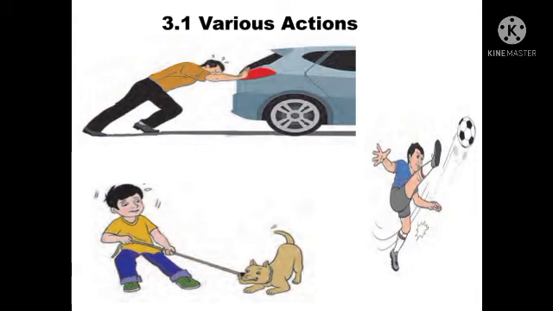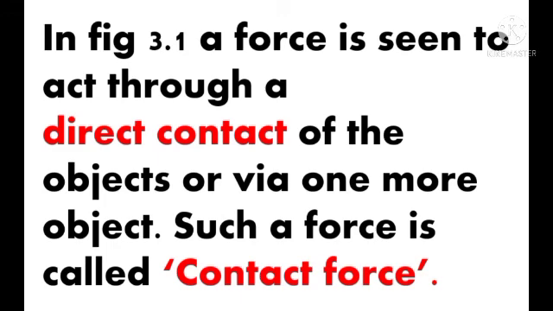So, the force is acting between two bodies. The interaction is between two bodies, that is, the man and the car. In the second one, the interaction is between the boy and the dog. And in the third one, the two bodies on which the force is acting are the boy and the football. So, now let's see what this is trying to tell us. What does the interaction between two bodies mean?